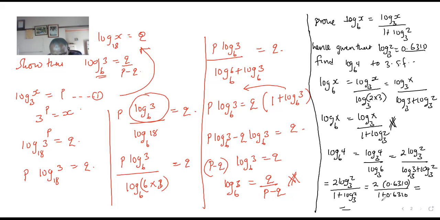So sometimes they can give you these questions in that form, and they say without using tables, find the value of log to base 6 of 4. So you have to find means of simplifying it until it condenses to what has been given. So they had given us log to base 3 of 2.